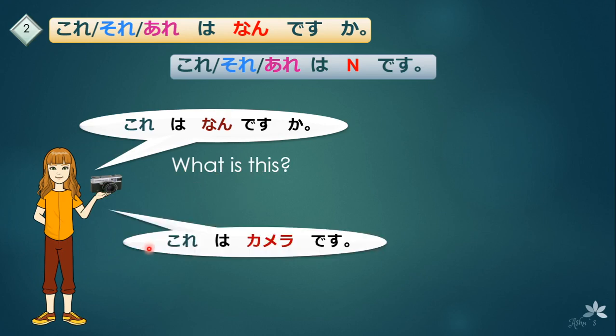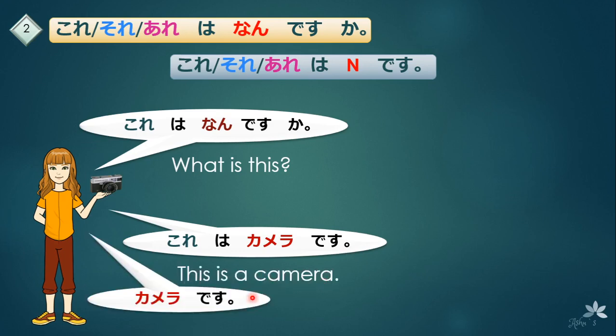And if she has to reply, she says, Kore wa kamera desu. This is a camera. Or simply it can be replied as camera desu. We can drop off kore, sore, are in the answer and just say the name of the object.